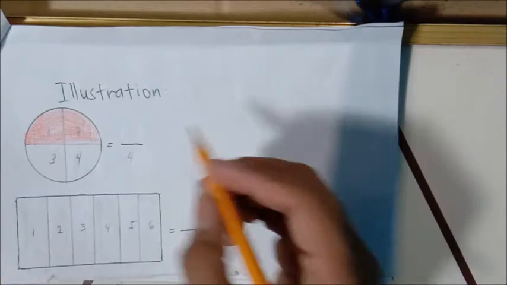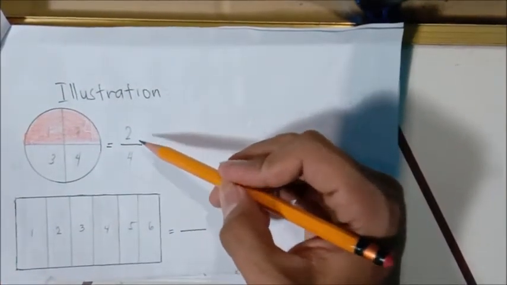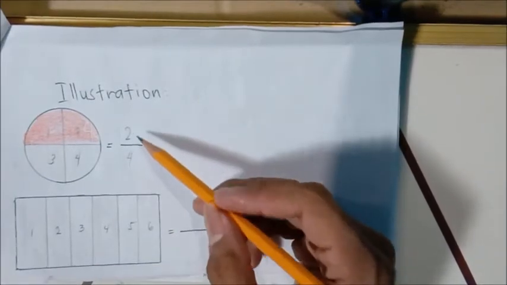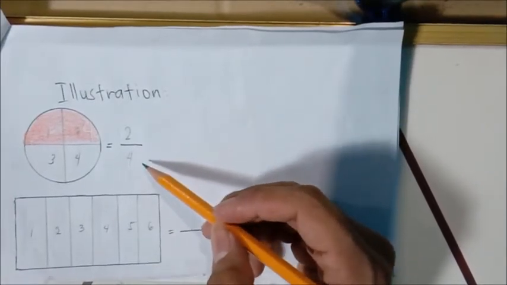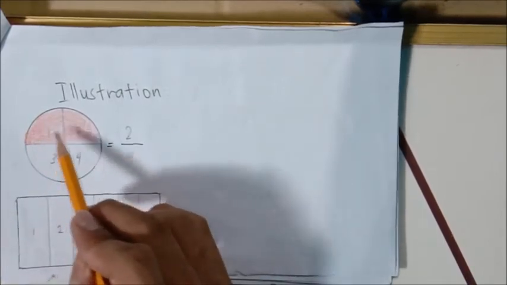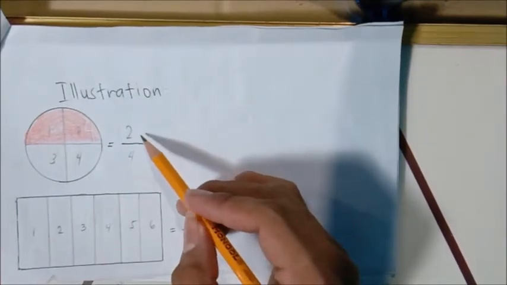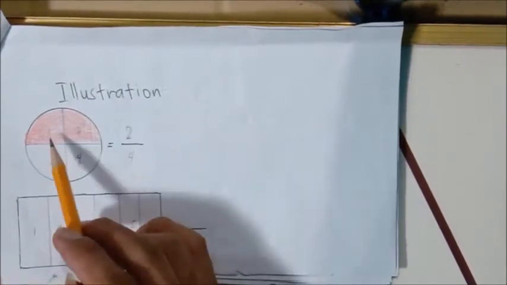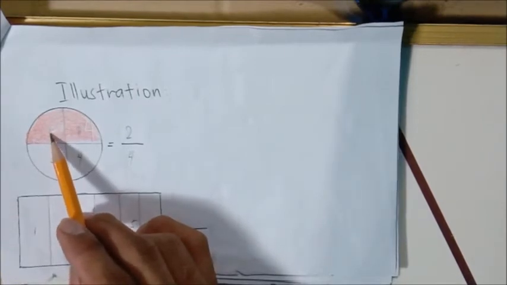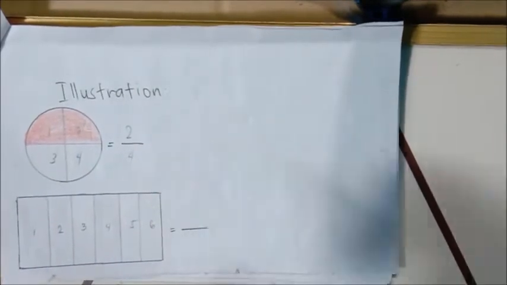So, meron na tayong 2/4. So, the numerator is 2 and the denominator is 4. Why is the denominator 4? Because the circle is divided into 4 parts. 1, 2, 3, 4. And then, why is the numerator 2? Because I shaded 2 parts of the circle. 1, 2. So, our fraction is 2 over 4.